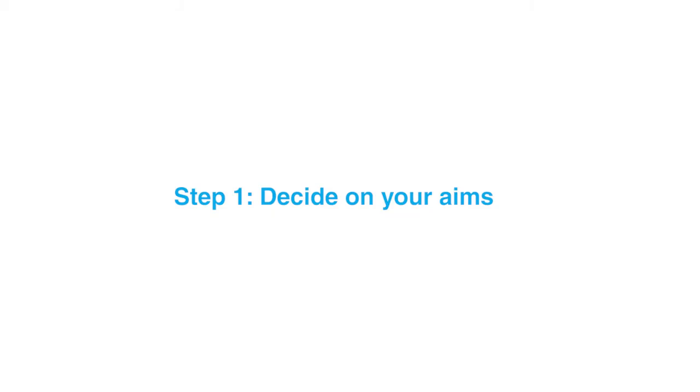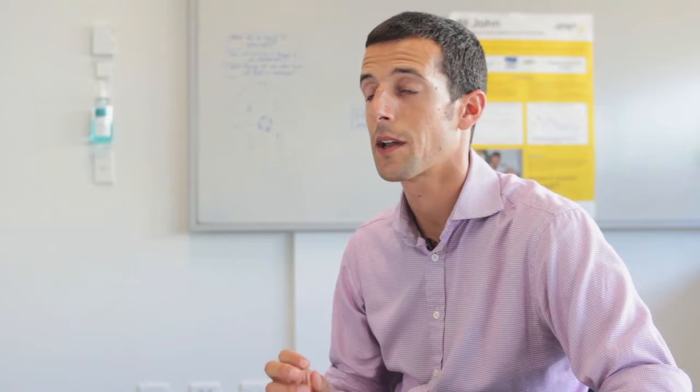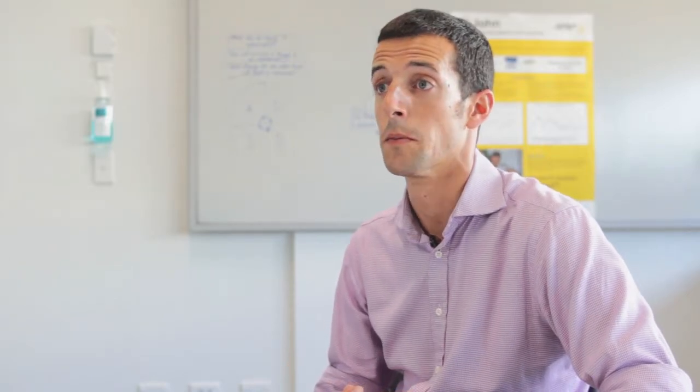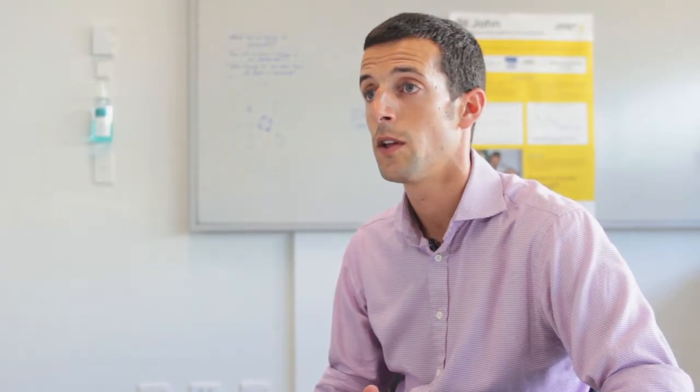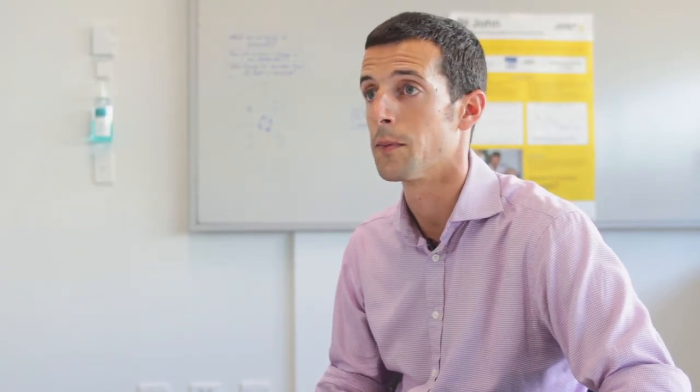Step 1 is to decide the aim of the improvement project. What are we trying to achieve here? This should be a clear and succinct description, ideally just 1 or 2 sentences to say this is where we're trying to get to. It's a how much by when statement.